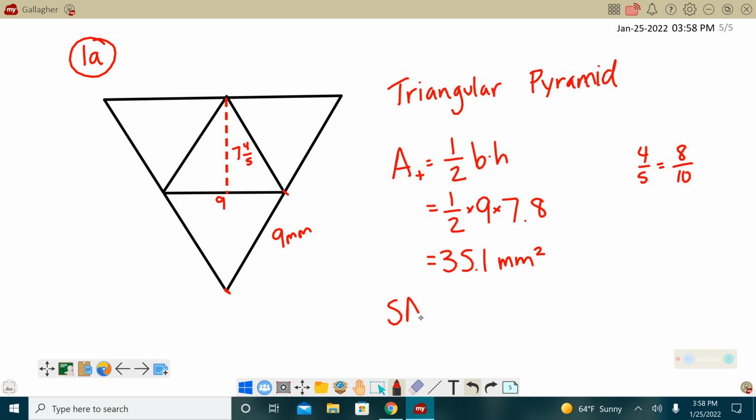So the surface area of all of this is going to be 35.1 plus 35.1 plus 35.1 plus 35.1. So I would have all 4 surfaces. Or since they're identical, you can just multiply this by 4, which gives you a surface area of 140.4 millimeters squared. So this triangular pyramid has a surface area of 140.4 millimeters squared.